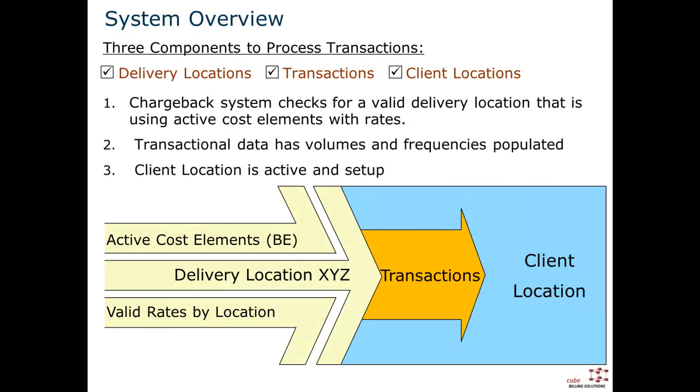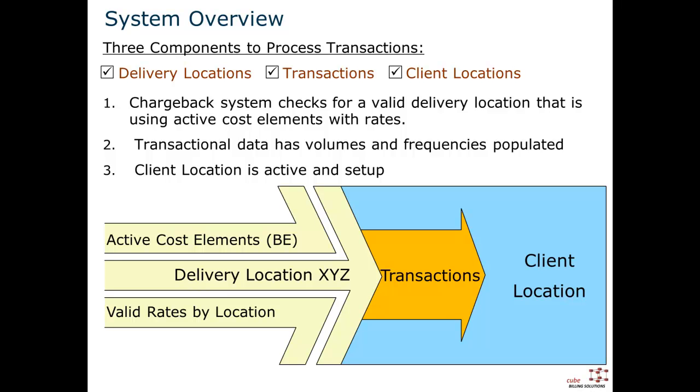Within any cost allocation and cross-charging system, there are three primary components that are needed in order to successfully process a transaction. The first component is a valid delivery location. A delivery location can be thought of as an organization that provides a product or service that is consumed by other organizations within the company.